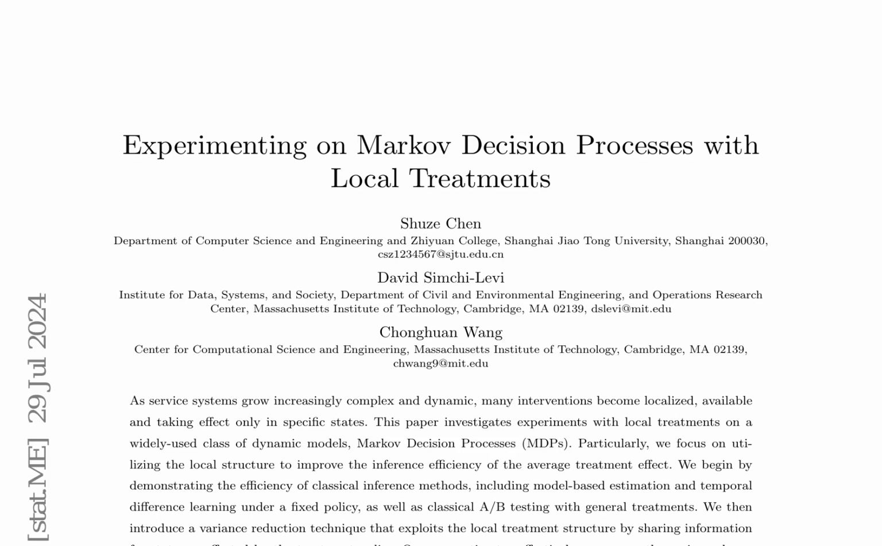This research investigates the efficiency of local treatments on Markov Decision Processes, MDPs, for improving inference and average treatment effects. It demonstrates the efficiency of classical inference methods, including model-based estimation and temporal difference learning under a fixed policy, as well as classical A/B testing with general treatments.